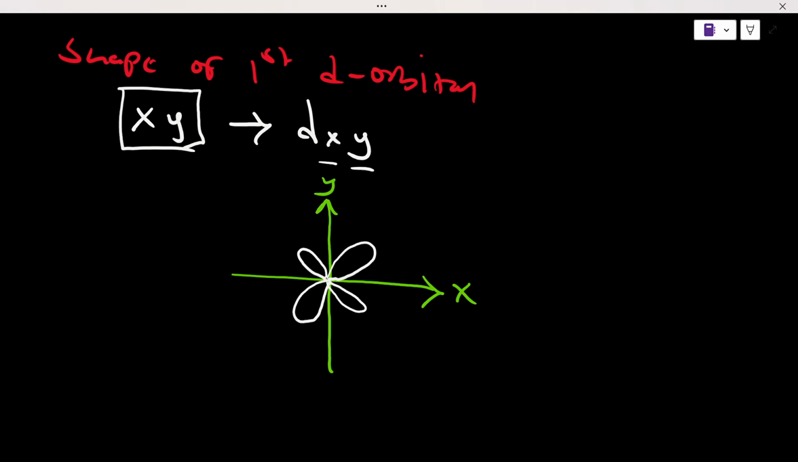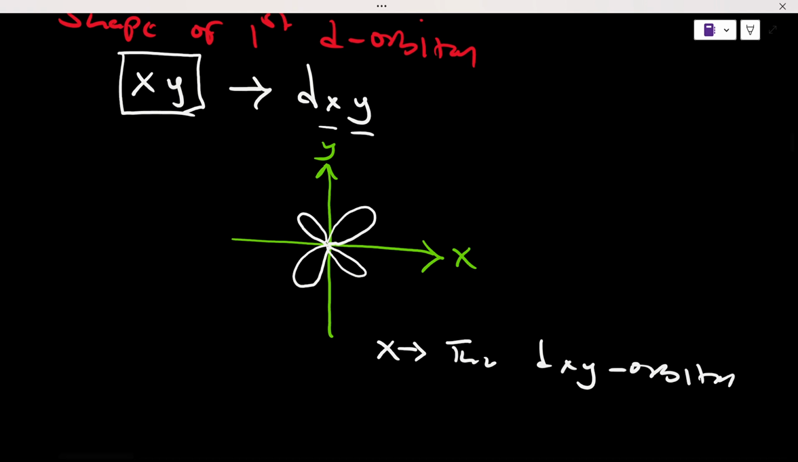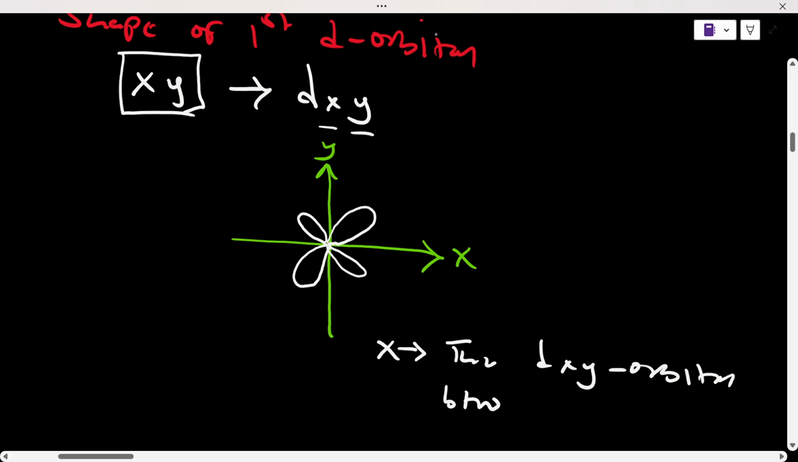So what does this one show? From the drawing, we can say that the d orbital, the dxy orbital, is found between the x and y axis.